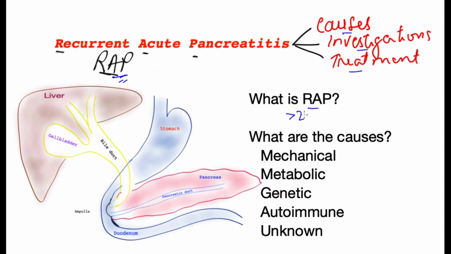recurrent acute pancreatitis. The causes can be broken down into mechanical, metabolic, genetic, autoimmune, and unknown. Let's look into these individually.